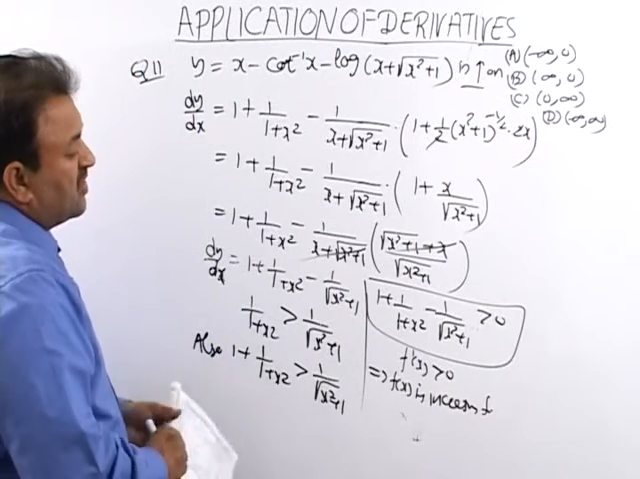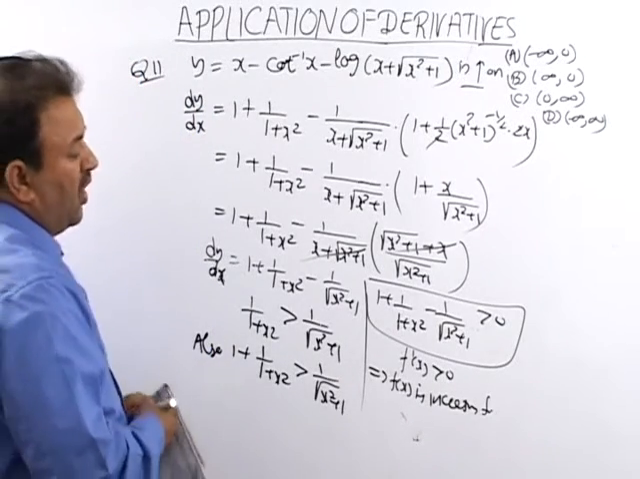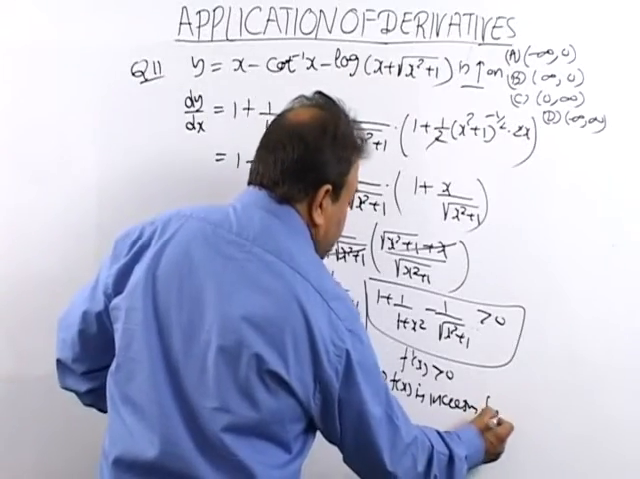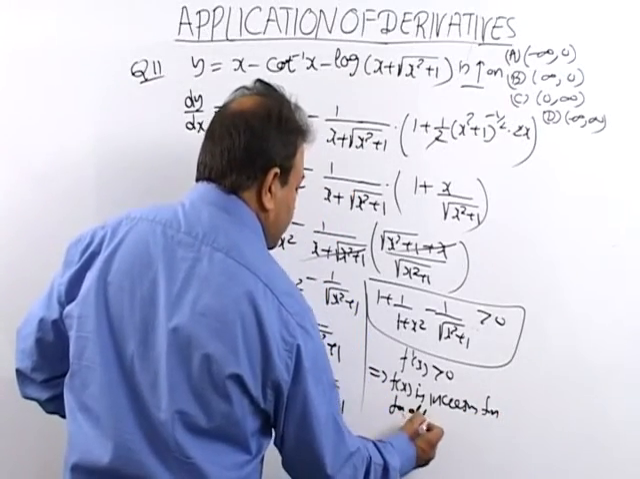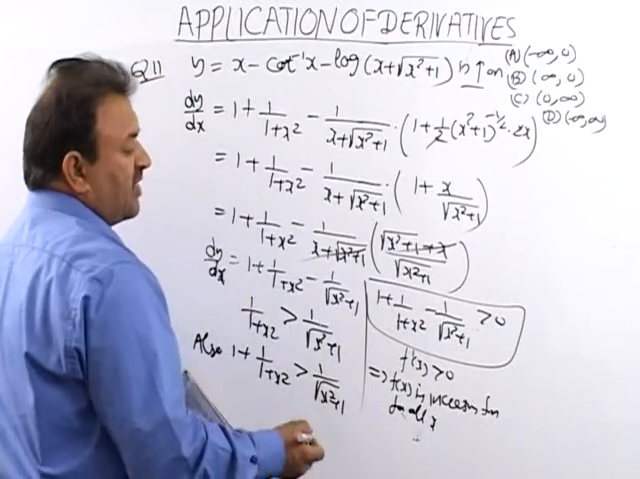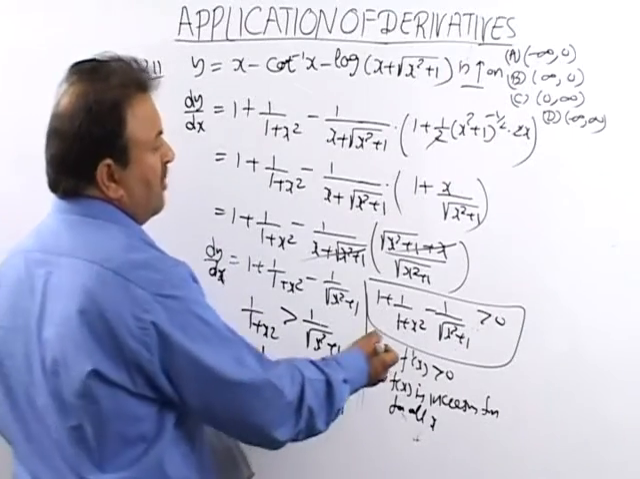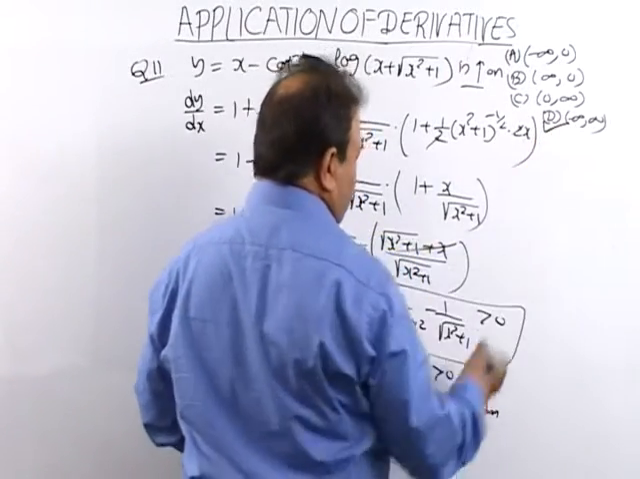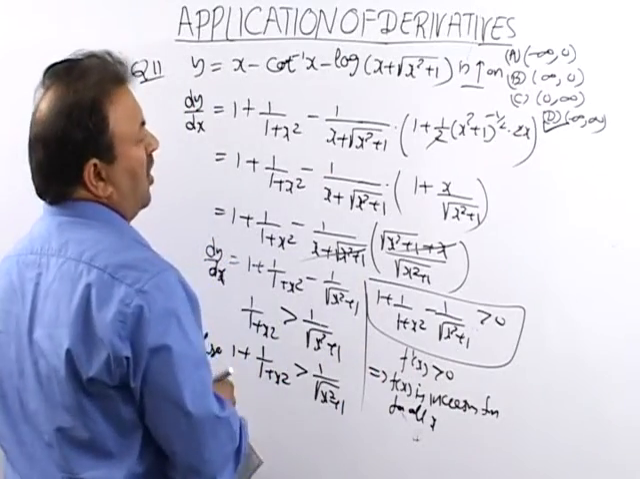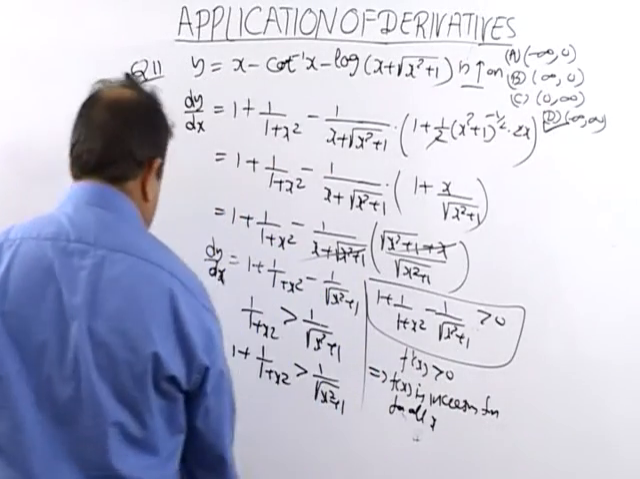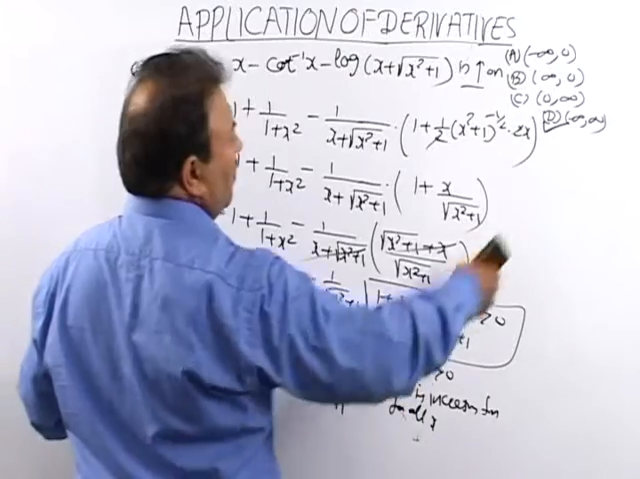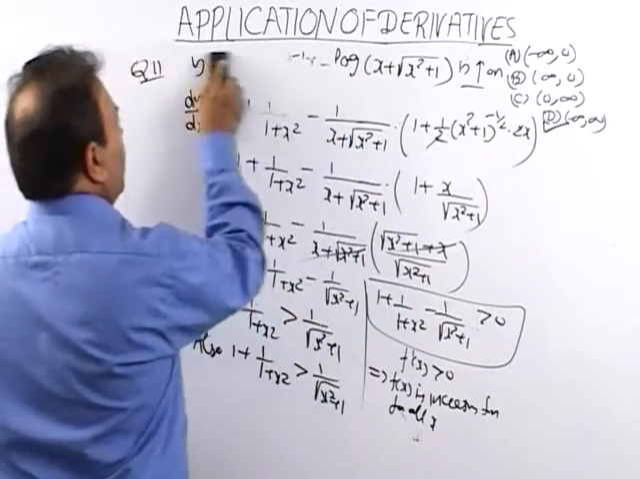fx is increasing function for what? We are taking it for all x. fx is increasing function for all x. As x square comes for negative and positive x, it will be positive. So it is the answer. This is increasing function for all x. And the interval will be from minus infinity to infinity.